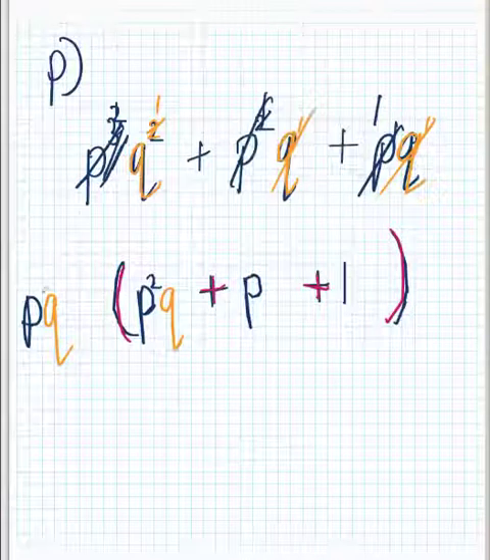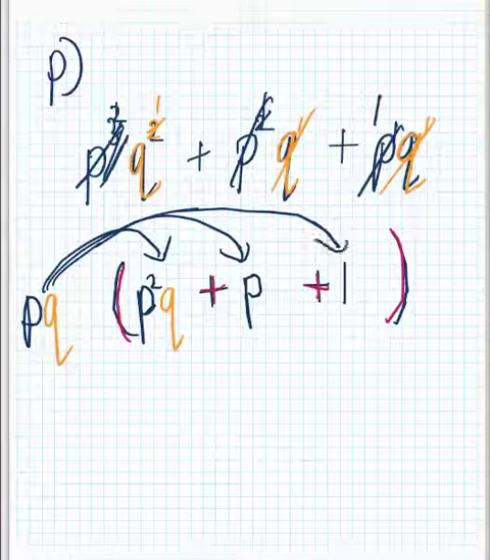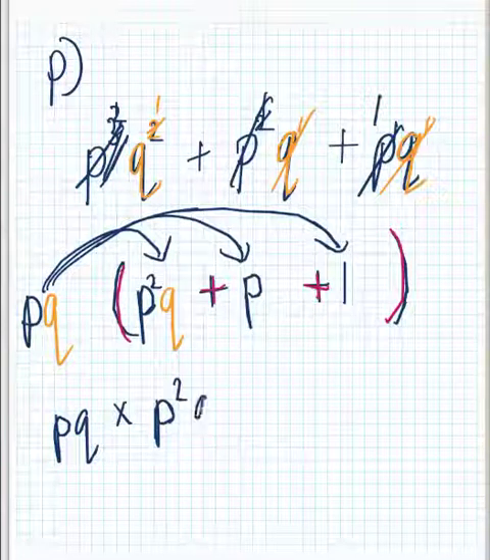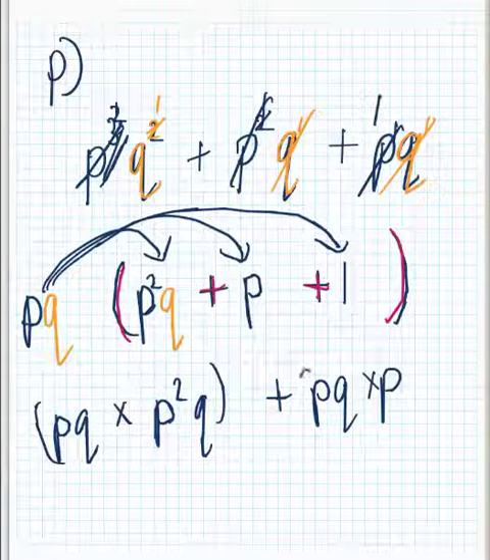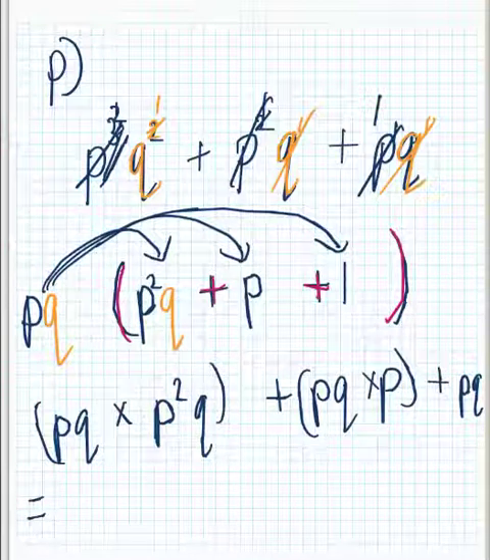So we double check this. If I expand this, am I going to get what I started off with? Let's have a quick look. PQ, so I can put it in brackets, PQ times P squared Q in my first bracket, plus PQ times P, plus, well, PQ times that 1 is obviously going to be PQ. So we can leave that out. So I'll just write it here. We end up with PQ.